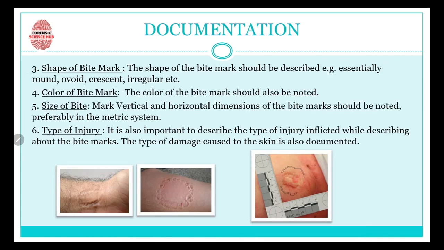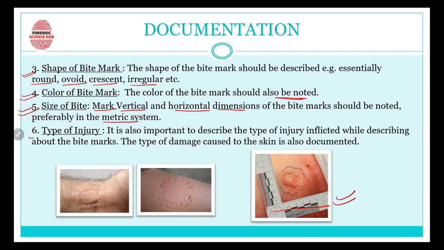Next in documentation comes the shape of the bite mark. What shape the bite mark is of. For example, it can be round, ovoid, crescent shaped, or irregular. Then you also have to mention the color of the bite mark. Then the size of the bite mark: vertical and horizontal dimensions have to be measured and noted down, preferably in the metric system.